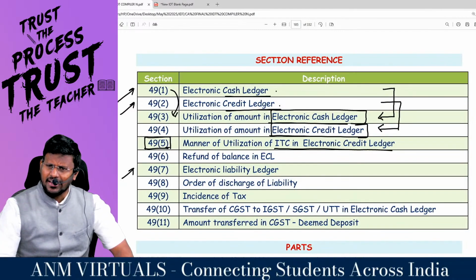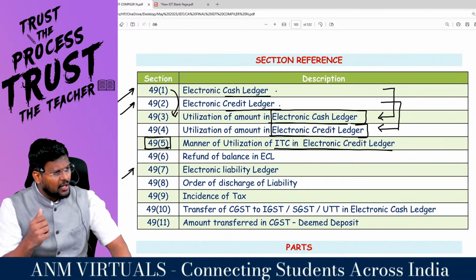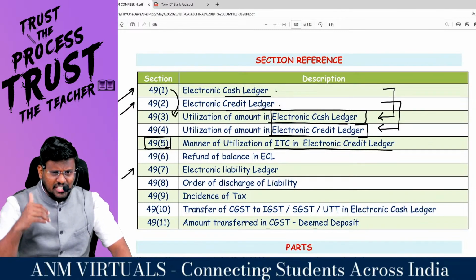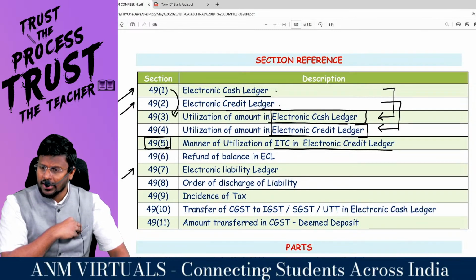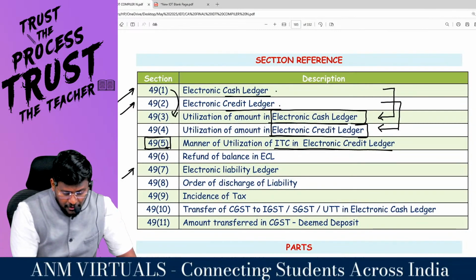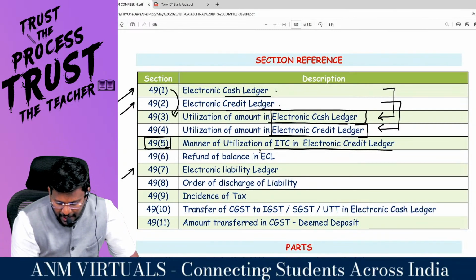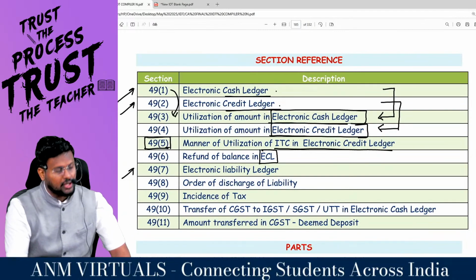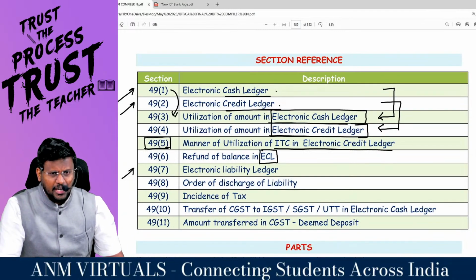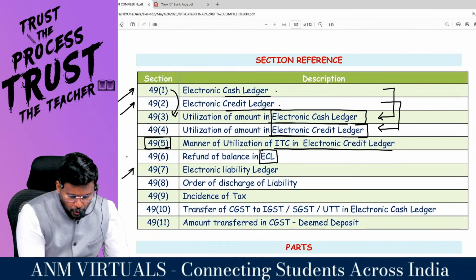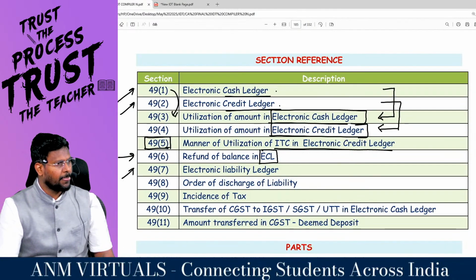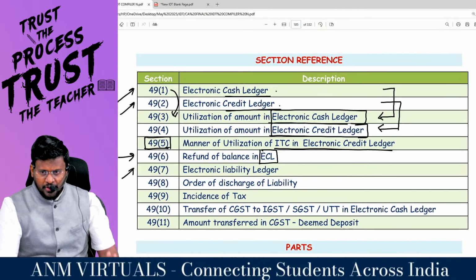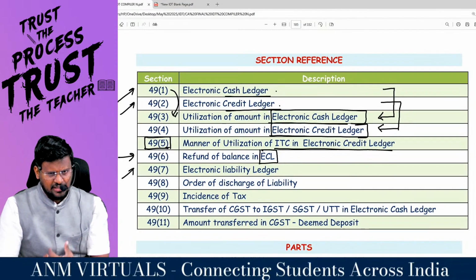Sir, I deposited 10 lakh, but my liability is only 8 lakh. So from the electronic cash ledger, I would have utilized 8 lakh. Still, how much balance is in my pocket? 2 lakh. That can be obtained as a refund. That is the refund of balance in the electronic cash ledger, which is 49 subsection 6.